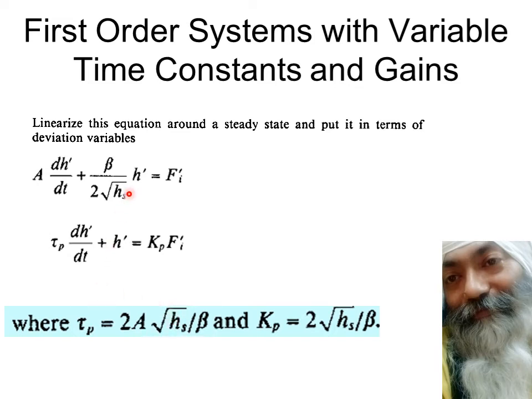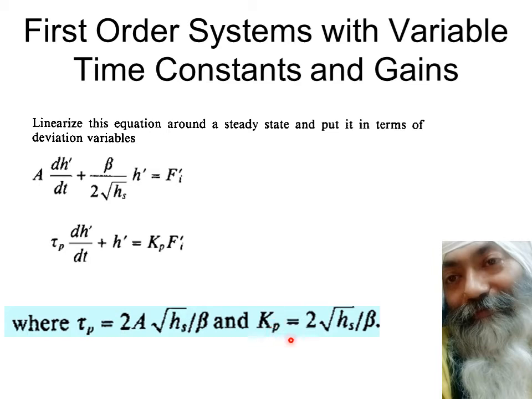So this is in terms of deviation variables, and the deviation is to take place around the steady state. So once it's stabilized to the new steady state, the value of time constant again changes, and then there is again disturbance, and again it gets disturbed, and again it stabilizes to another steady state. Then again at the new steady state, the third steady state, the value of tau p and the value of kp will again be different.